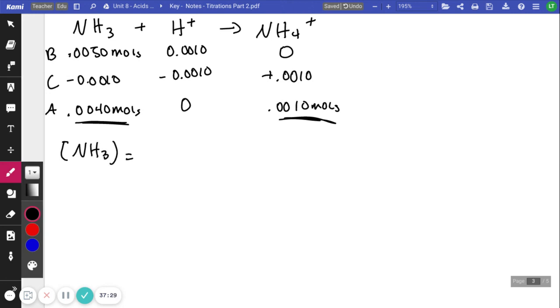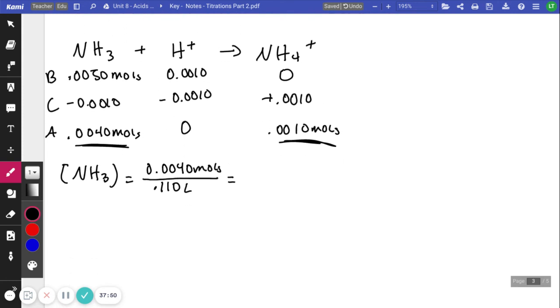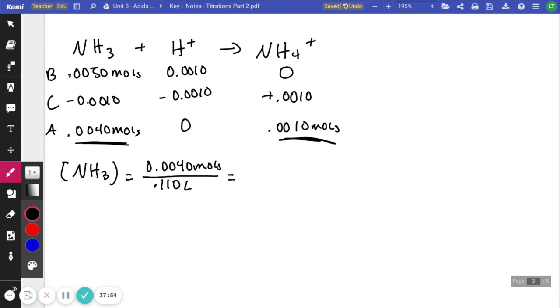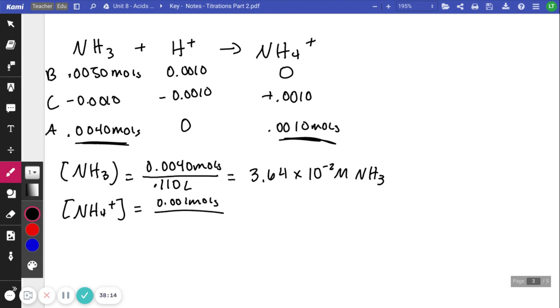So moles divided by liters. In this case, I have 0.004 moles of NH3 divided by our volume, which is 0.110 liters, because we added 100 plus 10 milliliters essentially. So that's where we got that from. And I get that my concentration of NH3 should be 3.64 times 10 to the negative 2 molar. Also need to figure out the concentration of my NH4+. So I have 0.001 moles of that divided by 0.110 liters, which gives me 9.09 times 10 to the negative third molar NH4+.